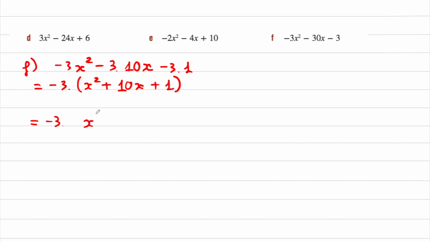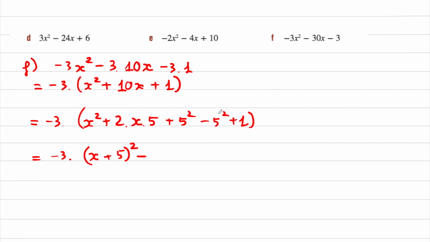Minus 3 times h squared plus 2 times h times 5. Figure out the next number is 5. Plus 5 squared minus itself. Copy plus 1 one more time. And then minus 3 times h plus 5 squared minus 25 plus 1, which means minus 24. So for minus 24, you can use the surd to change it into another way to write it out. Here 4 times 6 means 2 times square root 6.